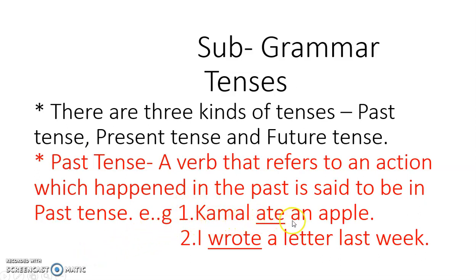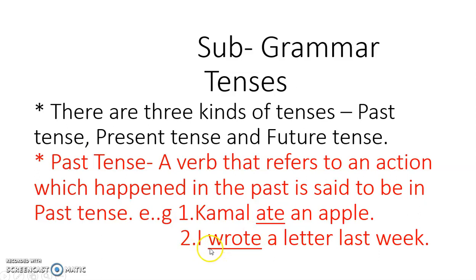Kamal ate an apple. Ate. Now ate is an action word. Eat, ate. Ate is an action word. So ate tells you that Kamal has already eaten. Okay, Kamal ate an apple. The action has already happened long time ago, some time ago.